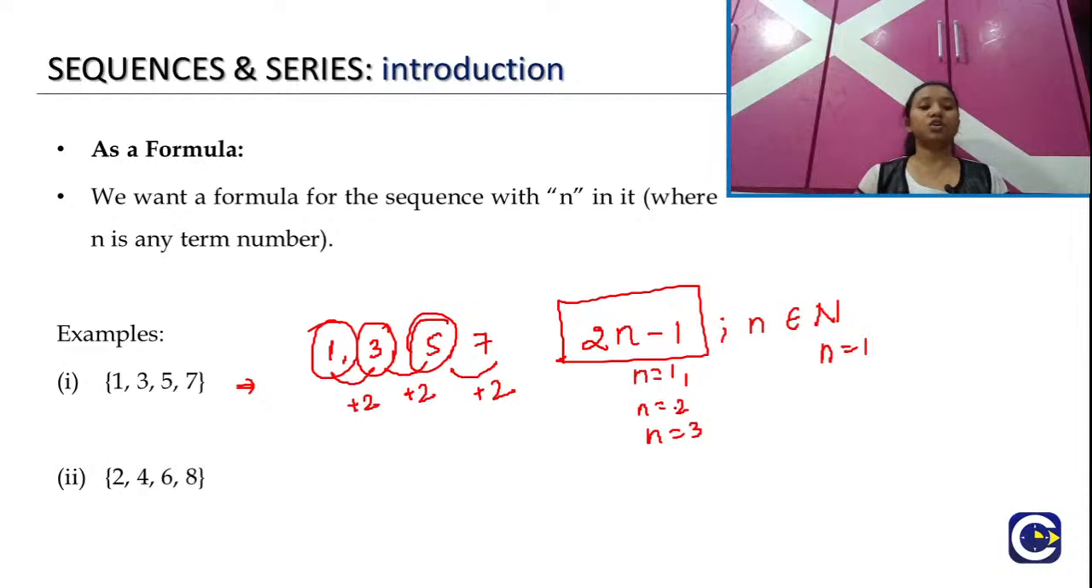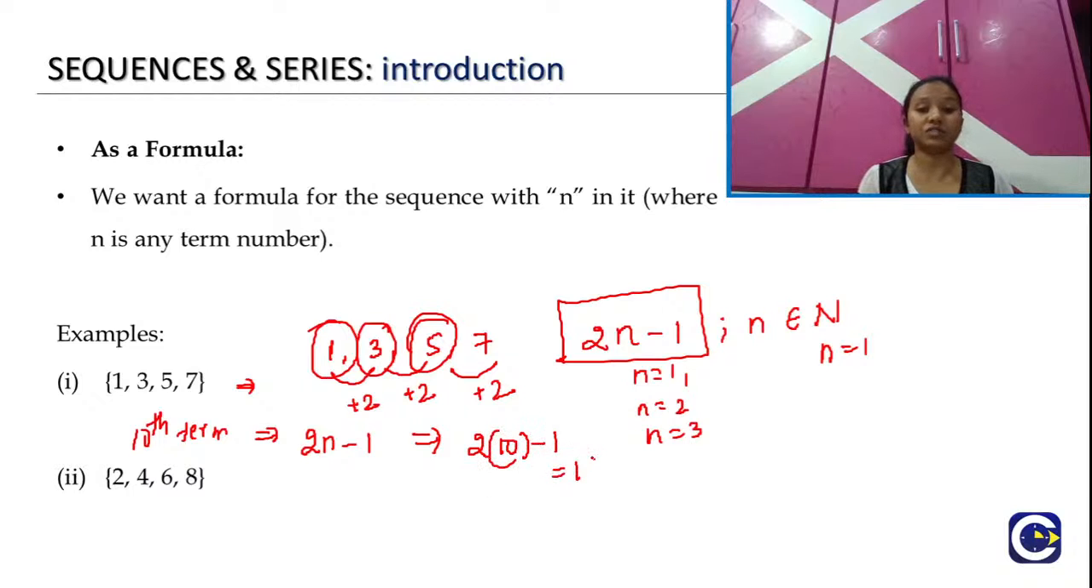If I ask you the 10th term in this sequence, I'll just use my formula, which is 2n minus 1. I have to find my 10th term, so my n value will be 10, which gives 2 into 10 minus 1, that is 20 minus 1 equal to 19. So I can directly state that the 10th term is 19 using the formula 2n minus 1.